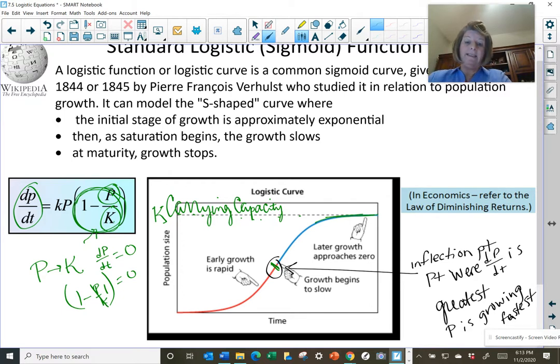Also, how can I identify that point? That is K divided by 2. It's half the carrying capacity. So that's where we can identify the population growing the fastest.